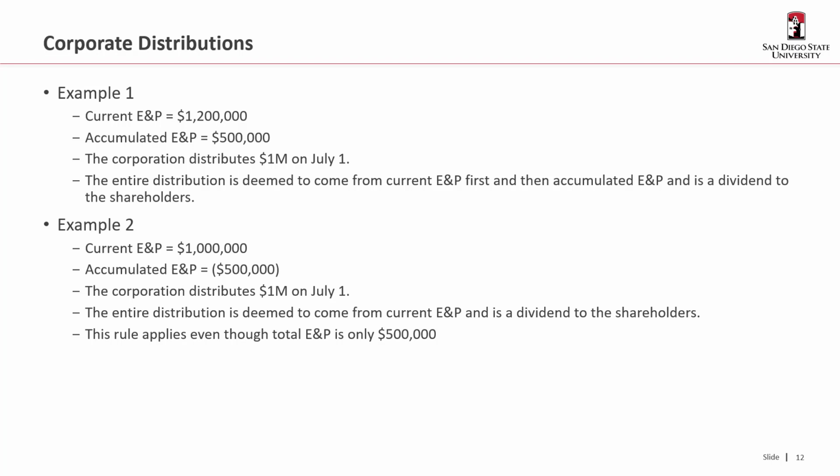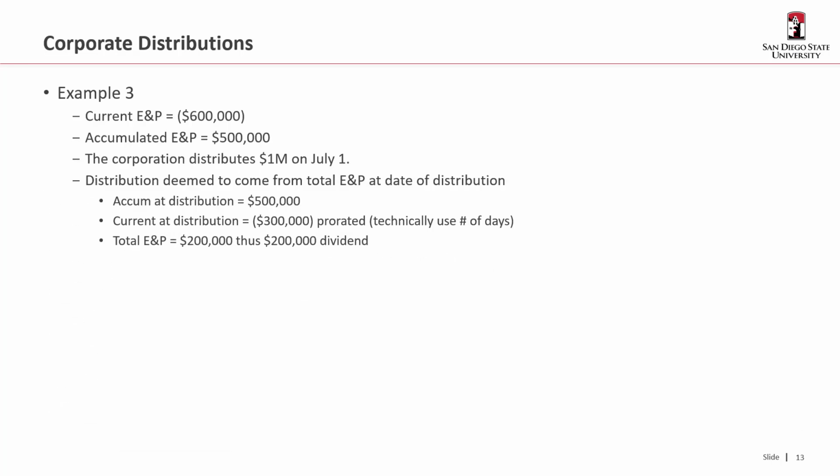Now let's think about the way this second one worked. If I have positive current E&P and negative accumulated E&P, and I'm required to bring it out of the positive amount first, it's a pretty safe bet that I'm more likely to create a dividend distribution. A dividend distribution creates the double tax. That's exactly what the service wants. So these rules are structured in a way to generally maximize the dividend over the return of capital. All right, let's go on to our next scenario.